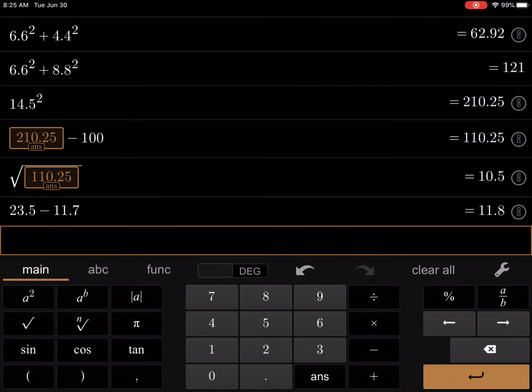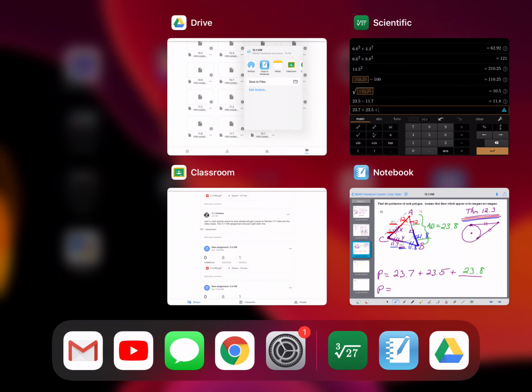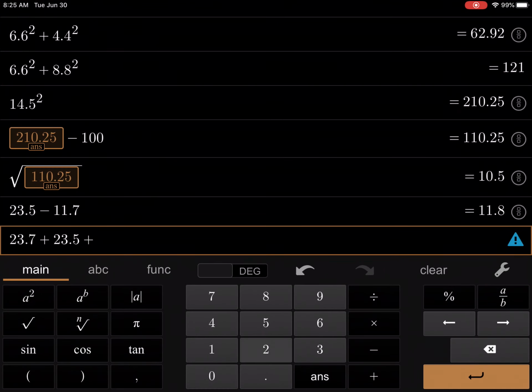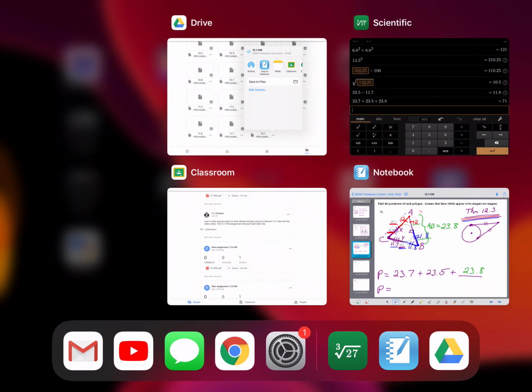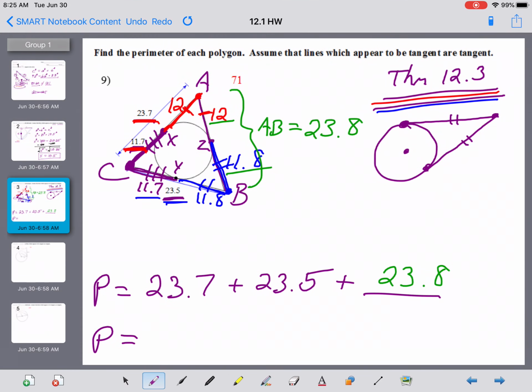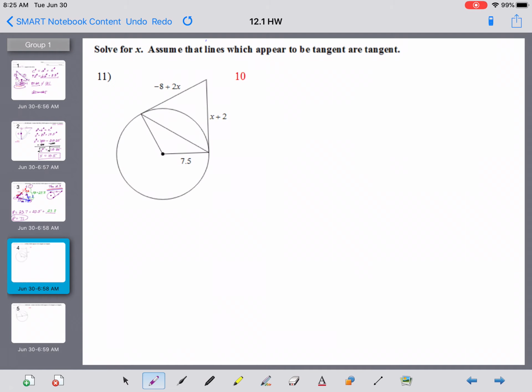So we should be able to answer this pretty easily now. 23.7 added to 23.5 added to the side we just came up with, 23.8, and that's going to get us a total perimeter for that figure here of 71 units. Okay, that's our answer there for number 9, and sure enough, that one is correct. Okay, so 10 works kind of the same way.